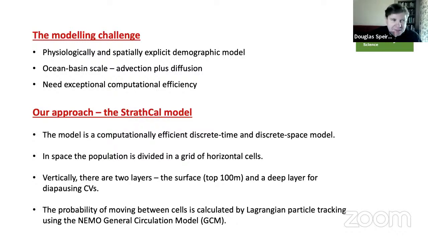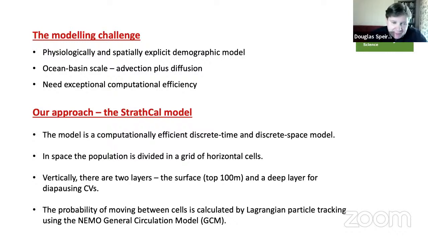First of all, we need something that covers the life cycle. So we need a physiologically structured model to deal with this. And clearly it's over a large area, so we need something that's spatially explicit. So we're having to model advection and diffusion on ocean basin scales. And clearly, to do that in a way that's usable, so that we can explore model variants and do experiments with the models, we need exceptional computational efficiency.